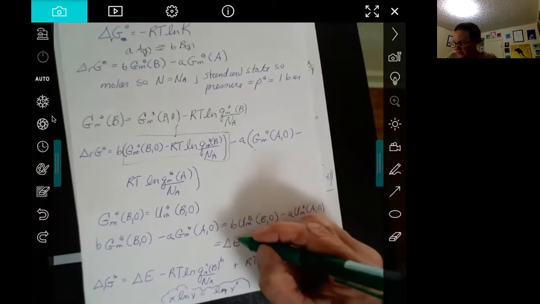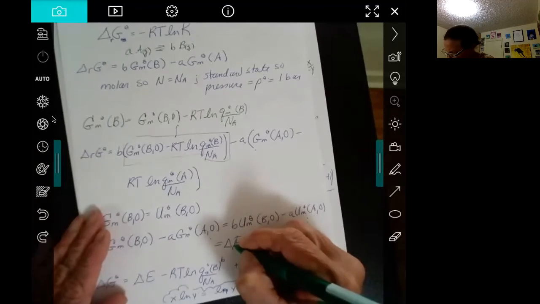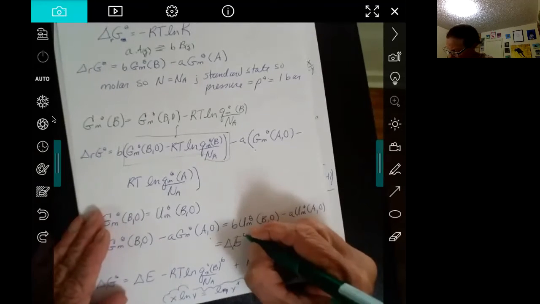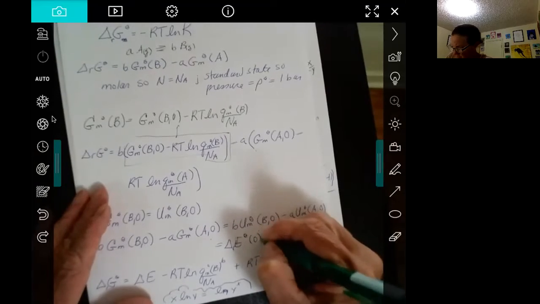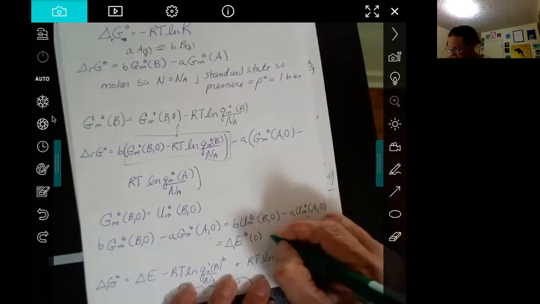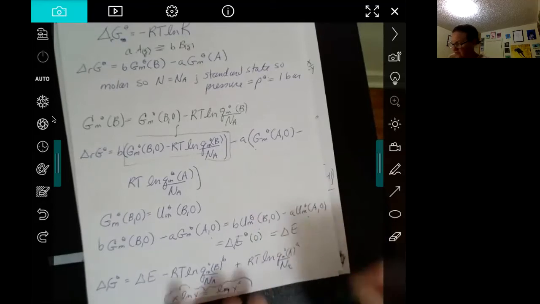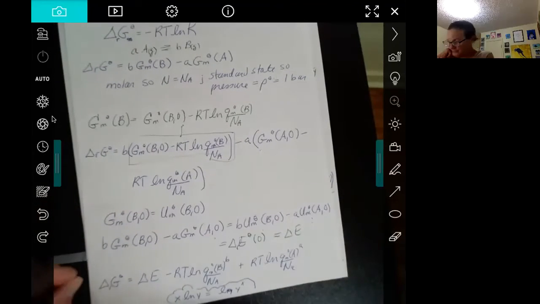And your book just simplifies that and calls it delta E. Most books would call it delta E for the reaction under standard state conditions, and they would put a zero here because it's the difference in the energy at absolute zero. Your book just does that, which is to make it look simpler, but it's not quite as precise.